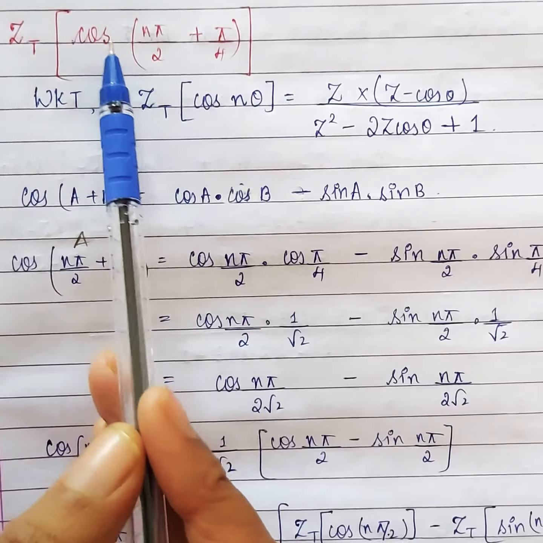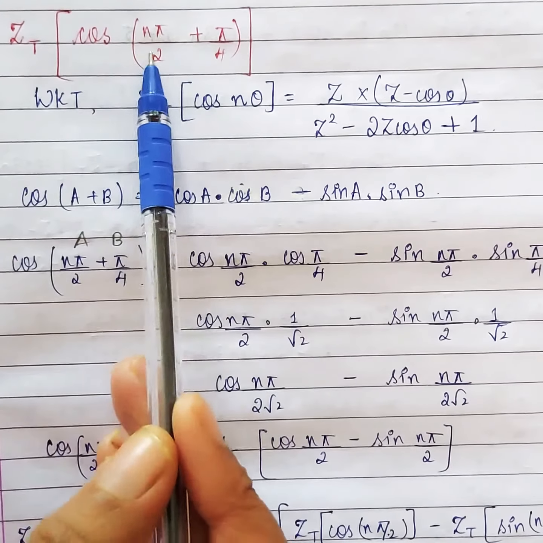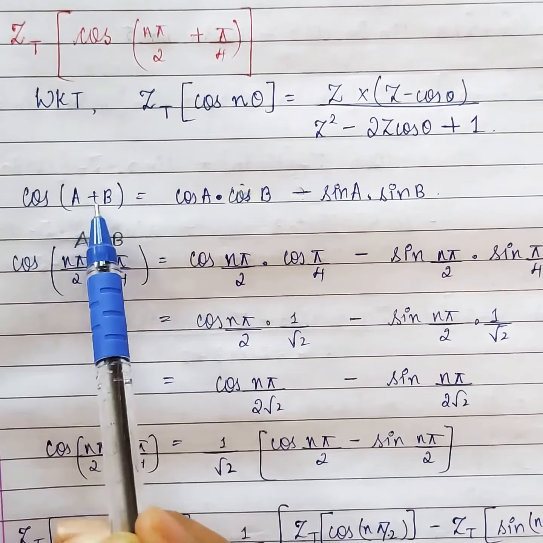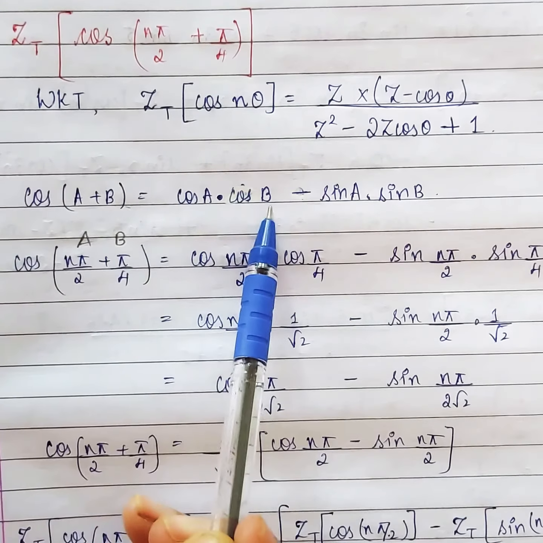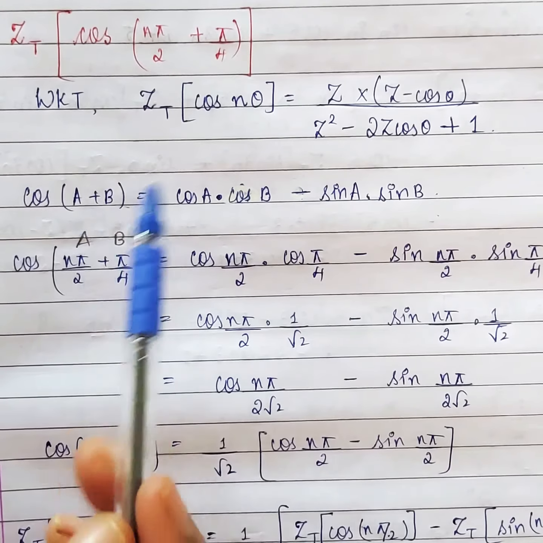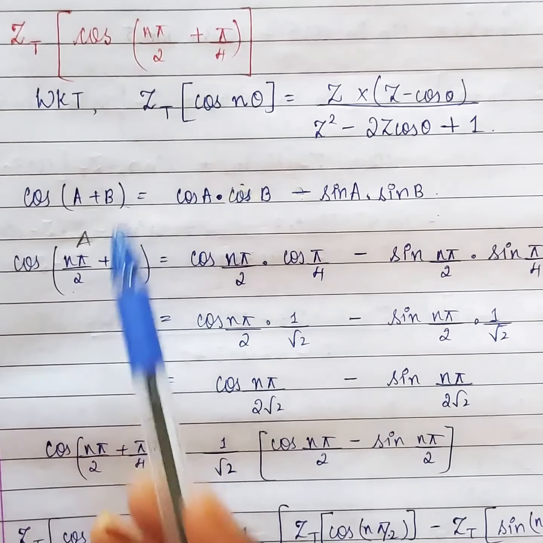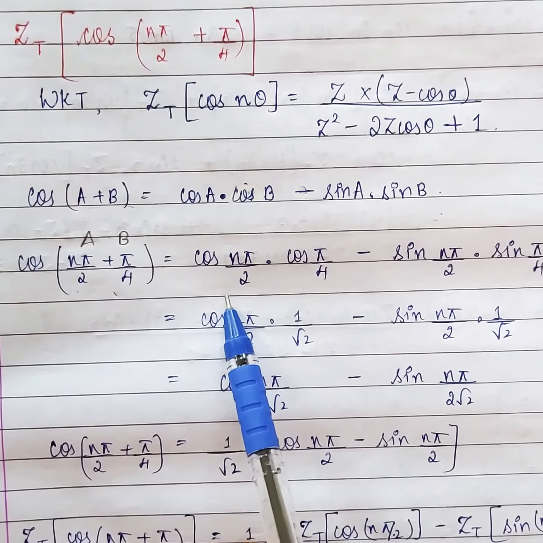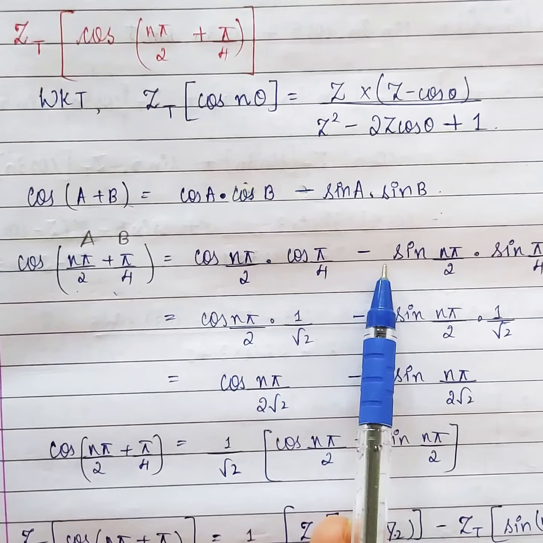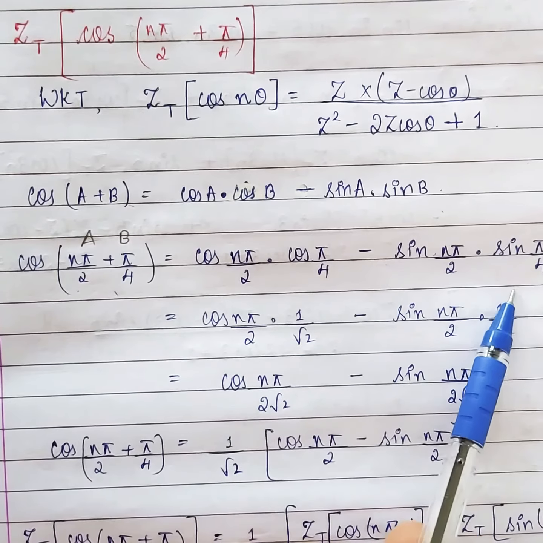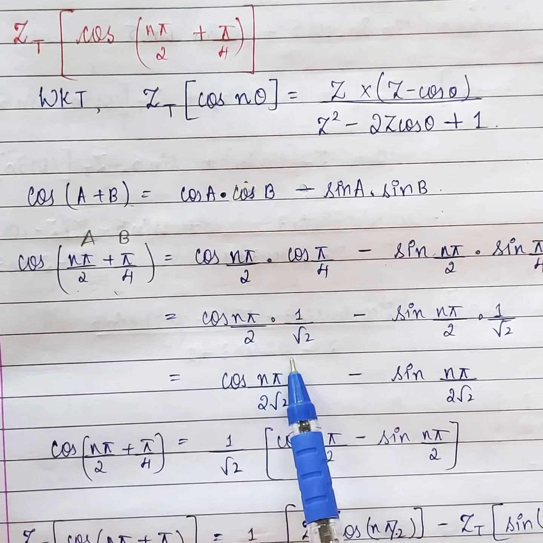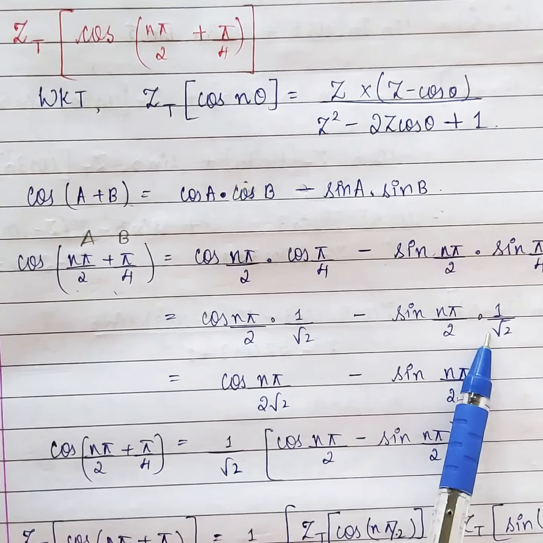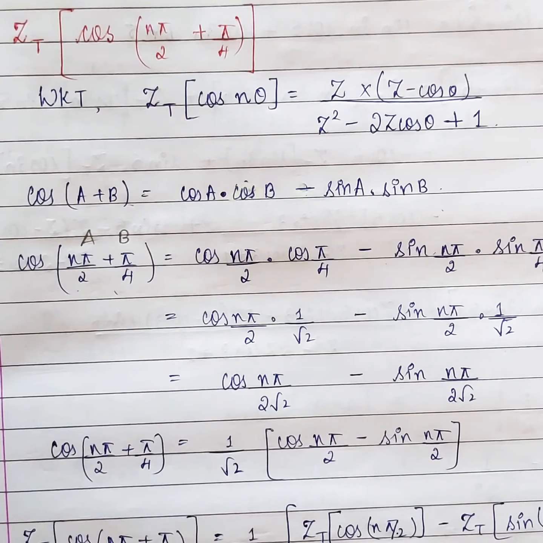Still we cannot apply it directly because we have two terms. This is nothing but cos(a plus b). So we will use the cos(a plus b) formula, cos a cos b minus sin a sin b. In the place of a I have n pi by 2, in the place of b I have pi by 4. So we get cos n pi by 2 cos pi by 4 minus sin n pi by 2 sin pi by 4. What is the value of cos pi by 4? 1 by root 2. And sin pi by 4, that is 45 degrees also, 1 by root 2. We are taking 1 by root 2 common.